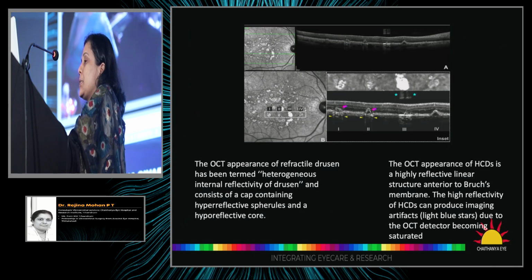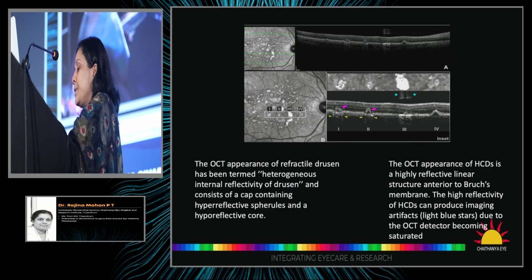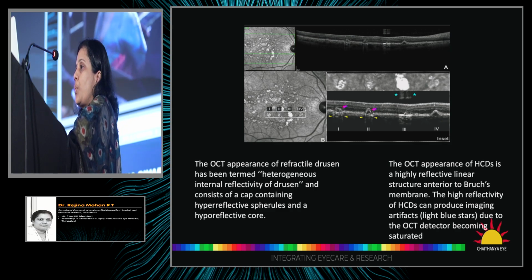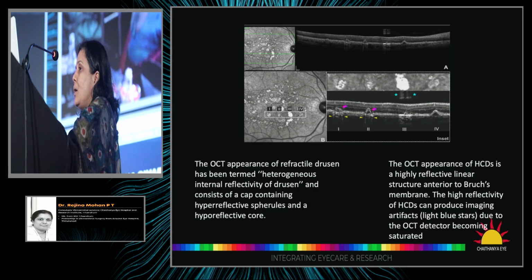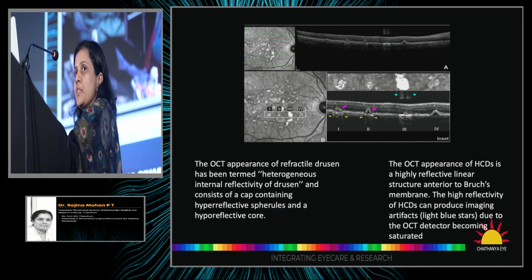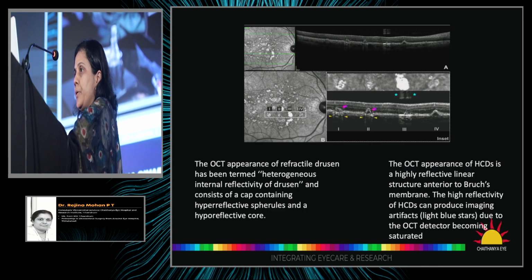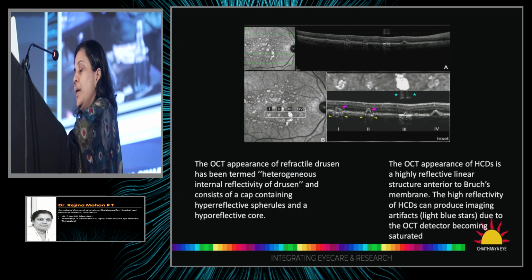In this picture, we can see both drusen and HCD together. Lesions 1 and 2 are refractile drusen, where we can see a heterogeneous internal reflectivity with a hyperreflective cap, whereas HCDs are like linear structures.